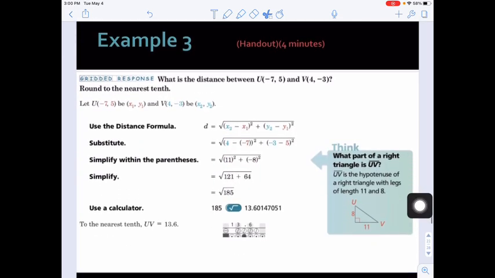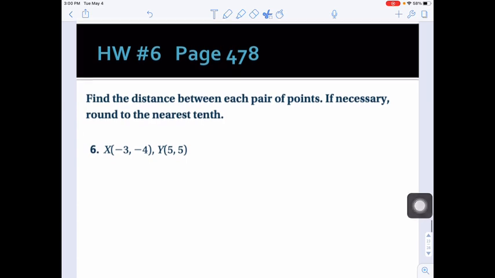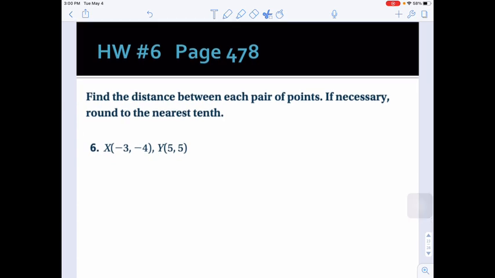The work for this problem is written out on the next slide. And now I would like you to try homework number 6 on page 478. Find the distance between each pair of points. If necessary, round to the nearest tenth. X (-3, -4) and Y (5, 5).